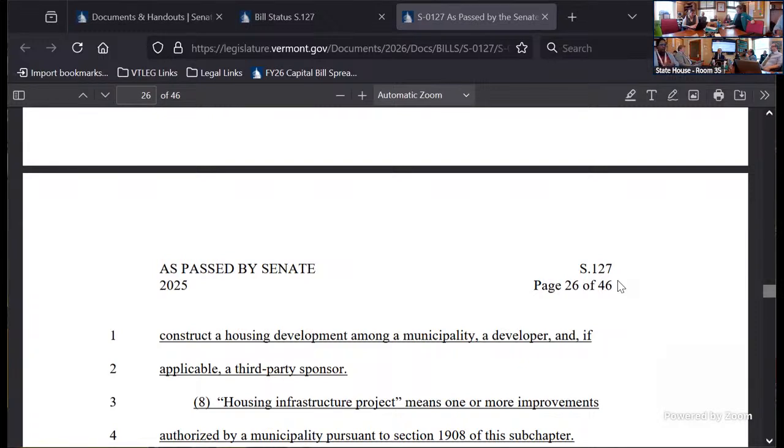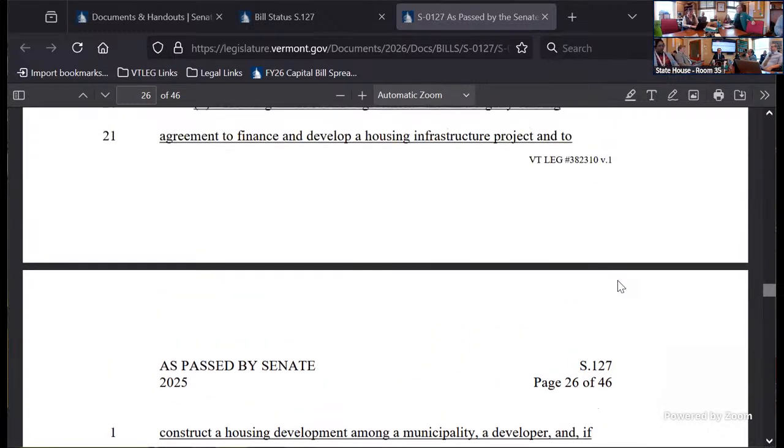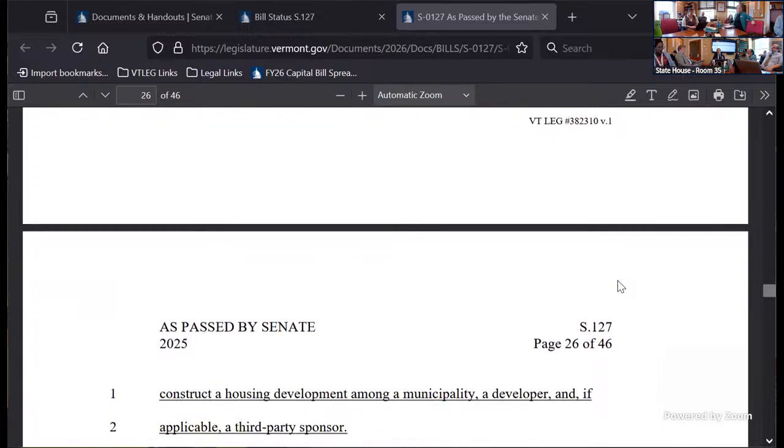And so the financing is for the infrastructure. But to ensure that the housing development does occur, there is this agreement. That's what this housing infrastructure agreement is. It governs the financing of the infrastructure. It covers the relationship between the muni and the developer, and if applicable, a third-party sponsor.